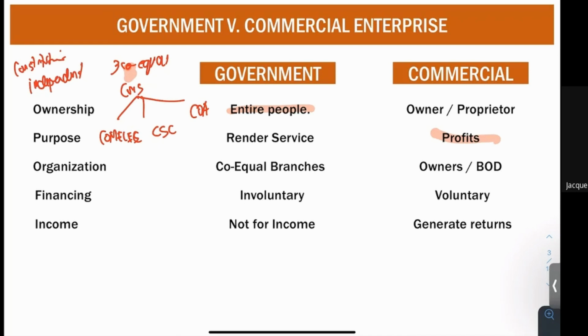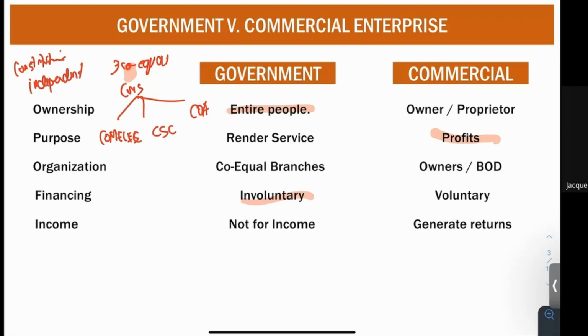But those three are not considered within the authority. When we talk about who exercises authority, only the three co-equal branches: legislative, executive, and judicial. Now, as to commercial, as to organization and who exercises the authority, it is the owners or the BOD or the managing partner, whatsoever you term them. So whoever makes the decision for a commercial business or an enterprise, that is the one who exercises the authority.